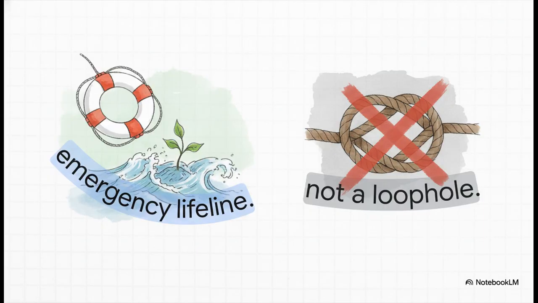So, if you only remember one thing from this whole explainer, let it be this. The Exemption Request Procedure is an emergency lifeline. It's for projects facing truly exceptional, uncontrollable events. It's all about maintaining integrity during a crisis, not about creating a loophole to get around the rules.